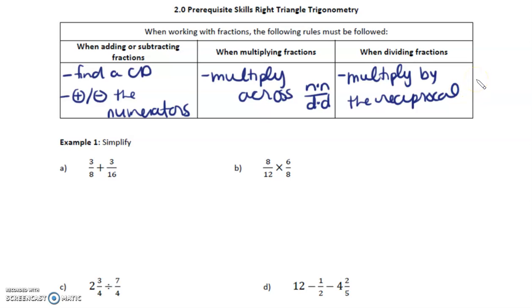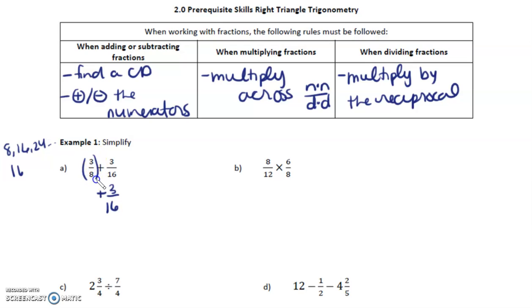Example 1, simplify. We have 3 over 8 and 3 over 16, and we're going to add them. When we're adding, we need to find a common denominator. Thinking of multiples of 8, I get 8, 16, 24, and so on. 16 is a multiple of 8, so we can use that one directly. We don't have to change the 3 over 16. That one's just going to come down.